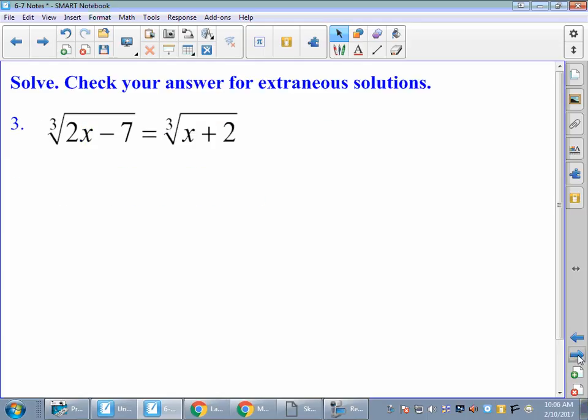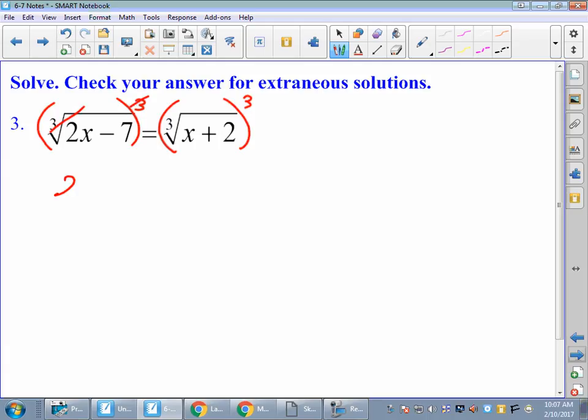So in this first example, because there's one on each side and there's no other junk with them, just cubing both sides will take care of both radicals. So if I cube this side, no problem. Cube this side, no problem. The cube and the cube root will cancel. 2x minus 7 is equal to x plus 2.